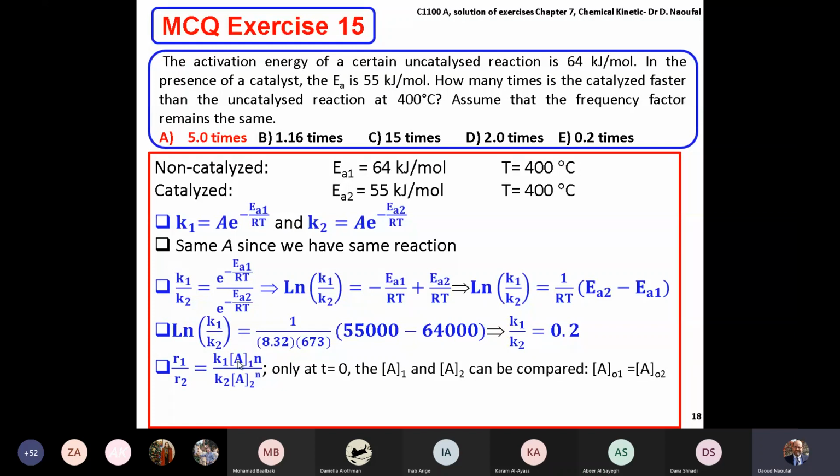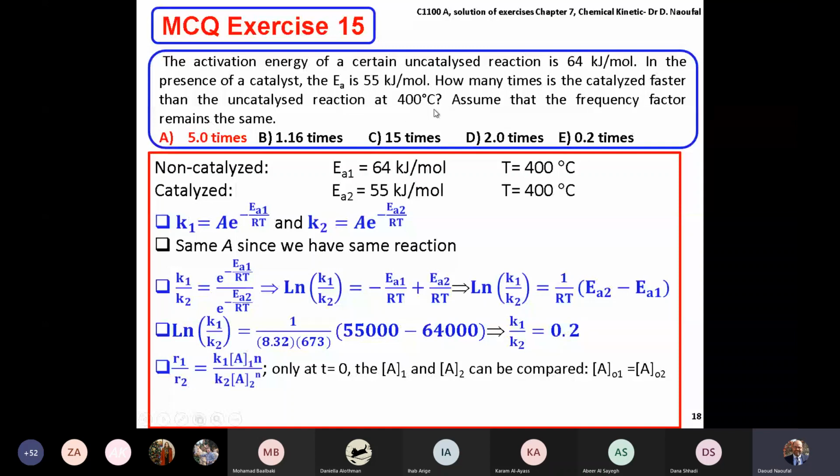When the reaction starts, the concentration of A1 decreases and the concentration of A2 decreases, but the decrease in A1 is not the same as the decrease in A2, since the two reactions are different. One is catalyzed and the second is not catalyzed. So we can compare A1 and A2 only at T equals 0. So in this problem, how many times is the catalyzed faster than the non-catalyzed at 400 degrees?